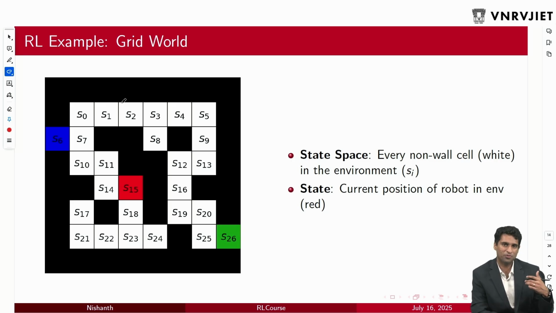So now the robot can try solving this grid world multiple times, and in every instance there are multiple time steps. At every time step, the robot has to be in one position in this environment. So in this particular example, the robot is in state 15, or this particular red cell.